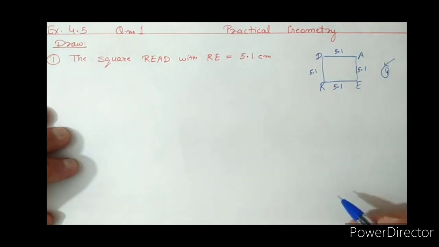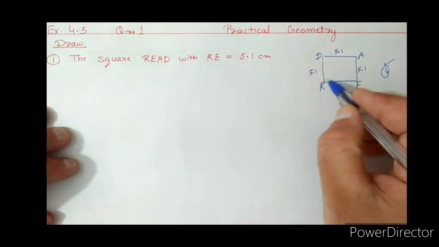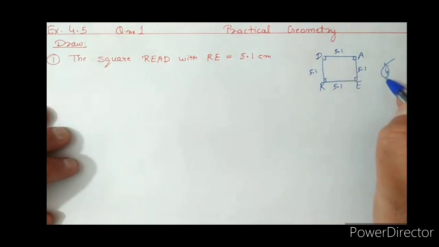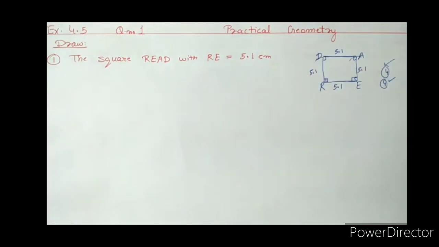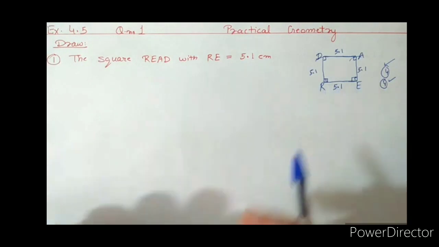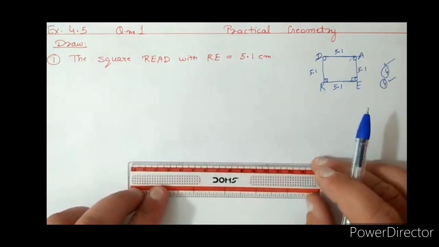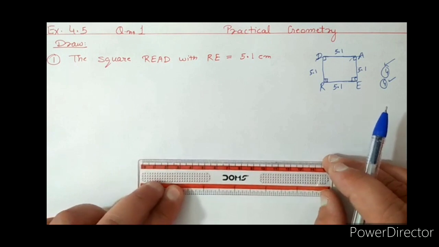Now we have only 4 elements. But we know that to construct a quadrilateral, we need 5 elements. We should use the angle property, right? In square, each angle measure is 90 degrees. Draw a baseline segment RE for 5.1 centimeter.